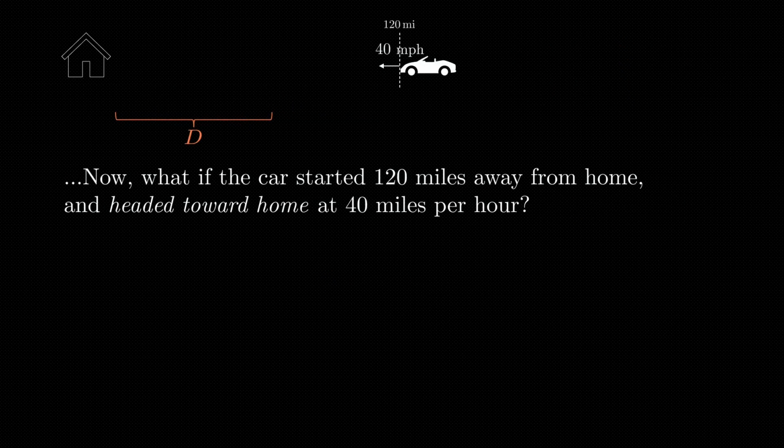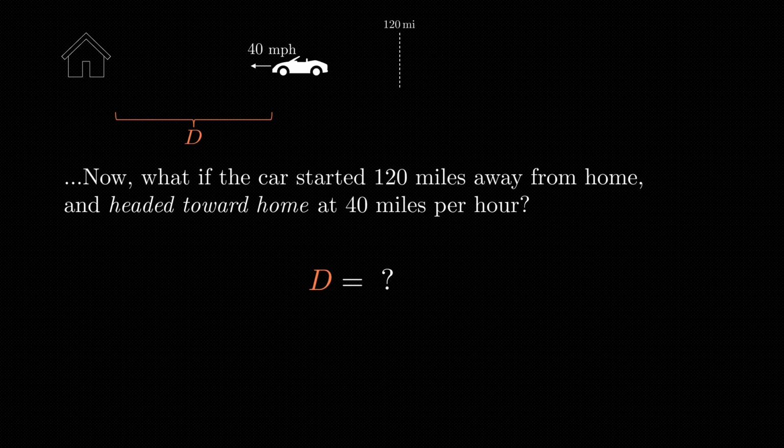In the spirit of playing around with things, let's change the scenario again. What if the car started 120 miles away from home, and rather than going away from home like before, it headed towards home at the same speed of 40 miles per hour? How would we write an equation for d now? Okay, so there's several things here, so let's take it one step at a time.